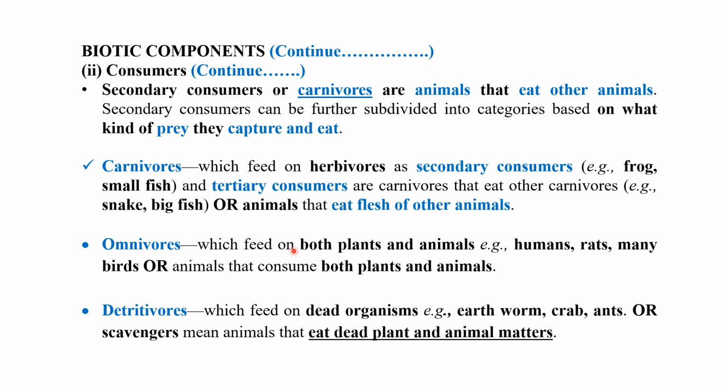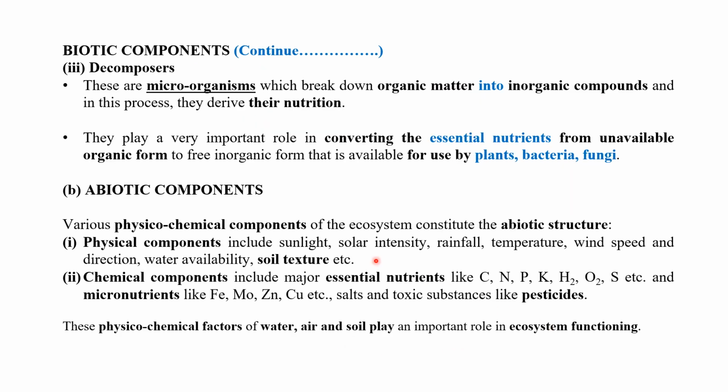Omnivores feed on both plants and animals, like humans, rats, and many birds or animals that consume both plants and animals. Detritivores feed on dead organisms, like earthworms, crabs, ants, or scavengers. What do we mean by scavenger? It means an animal that eats dead plant and animal matter.